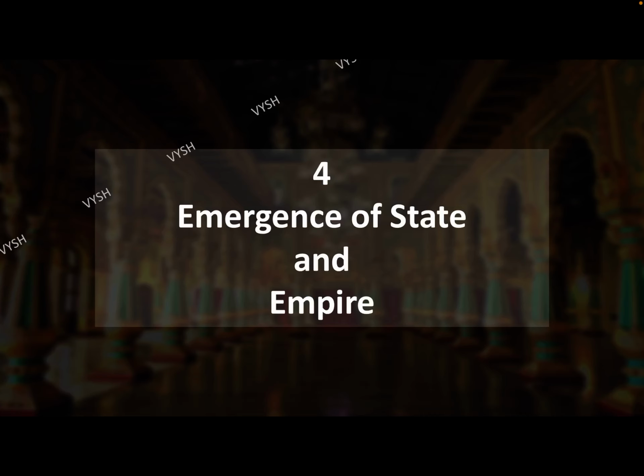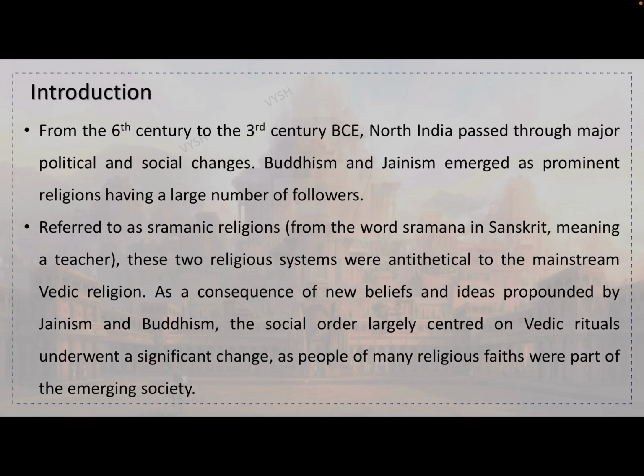Okay, we shall start. We are going to study Chapter 4 now, Emergence of States and Empire. Till now, we have read about the changes happening in the northern part of India as well as some southern part of India too. But at this point of time, a huge empire started to grow up. Before this, there was no such kind of kingship.